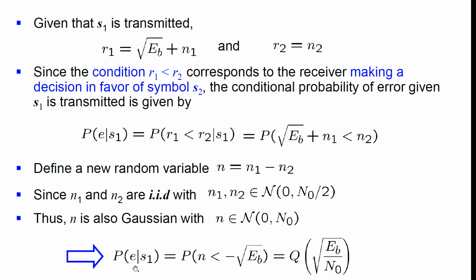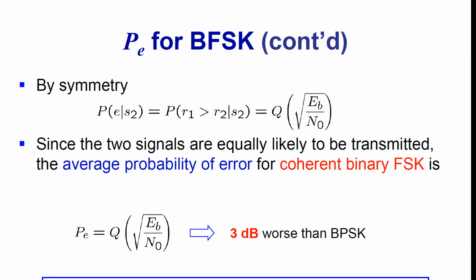Now that implies probability of error given S1 is P of N less than minus root EB. That is Q of root EB by N naught. So probability of error for BFSK, by symmetry, P of E given S2 is probability that R1 greater than R2 given S2. It is equal to Q of root EB by N naught. Since two signals are equally likely, the average probability of error for coherent BFSK is Q of root EB by N naught.